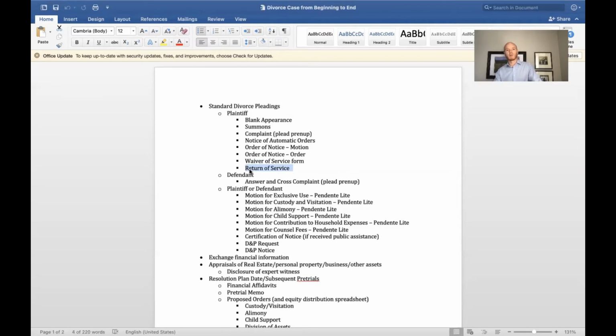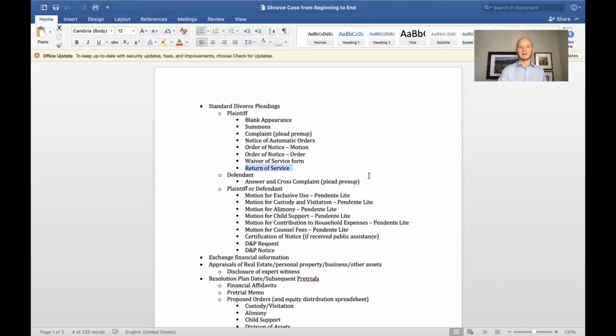So once we've got all of these pleadings and the waiver of service or the return of service, at that point we e-file the case on the judicial website, and then the case is pending. So those are the general mandatory standard pleadings for a plaintiff.